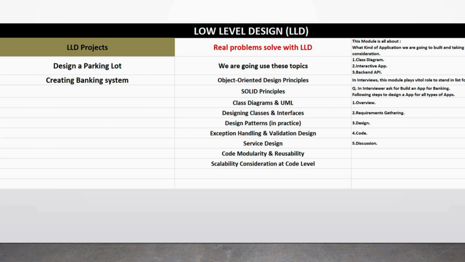So in interviews, this module plays a very important role. When an interview is conducted on this module, low level design, the interviewer gives us a question to build something. The following are the steps to design an app for all types of applications. First, we have to take an overview of the application design. Then requirements gathering: what the interviewer wants to build, we have to thoroughly clarify in that requirement gathering.